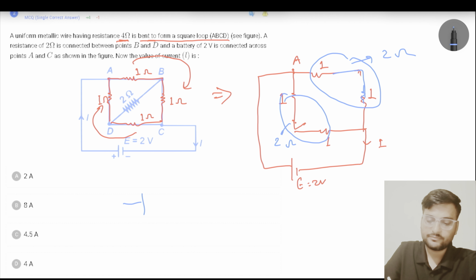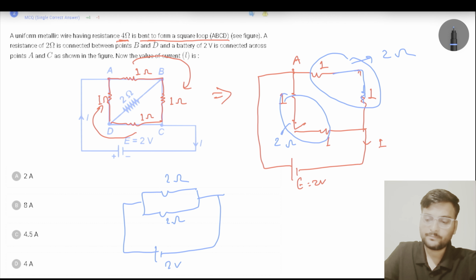So the new circuit will look like this: 2 ohm, 2 ohm, and the potential will be 2 volt. Okay, so what is the total resistance? Total resistance becomes 1 ohm. And V is equal to how much? 2 volt. So V is equal to IR. So current becomes how much? 2 by 1, that is 2 ampere.